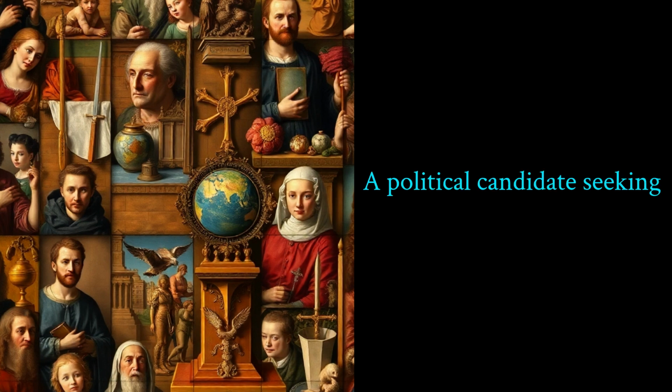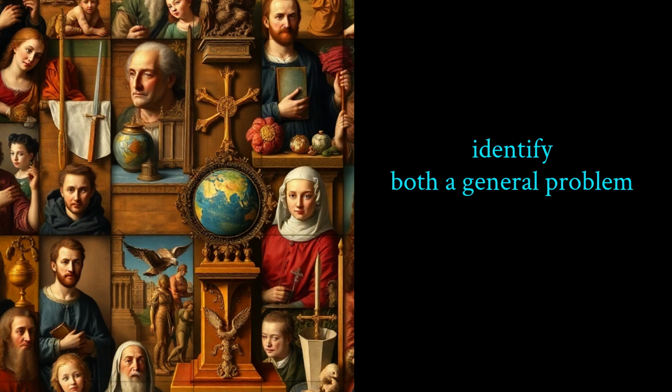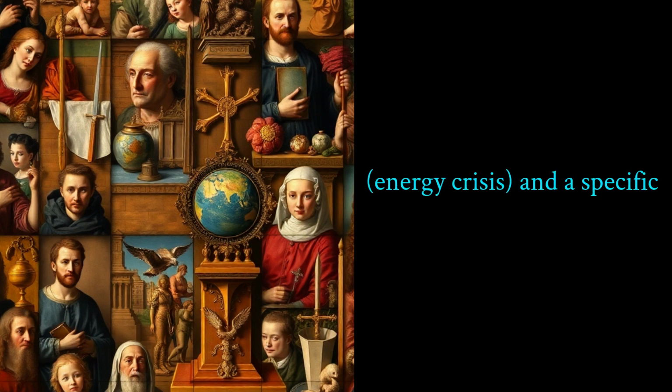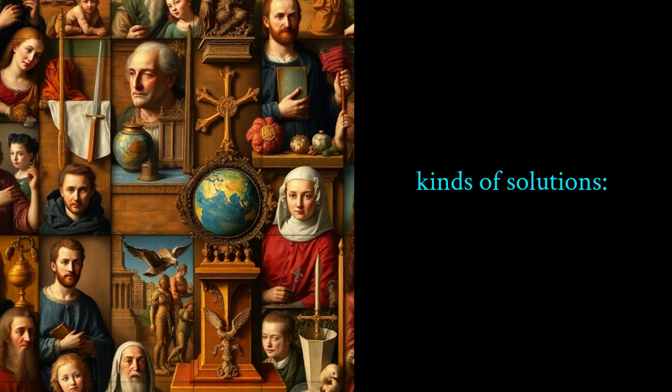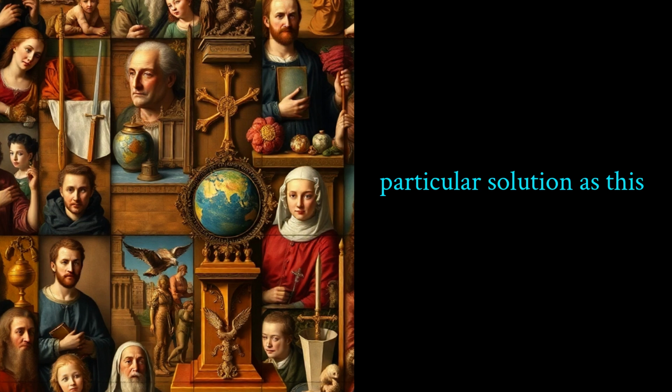A political candidate seeking office might frame a speech using the problem-solution style. This example illustrates the way in which a problem-solution-oriented speech can be used to identify both a general problem, energy crisis, and a specific problem, incumbents' lack of action. Moreover, this example highlights two kinds of solutions: a general solution and a solution that is dependent on the speaker's involvement. The problem-solution speech is especially appropriate when the speaker desires to promote a particular solution, as this offers audience members a way to become involved.